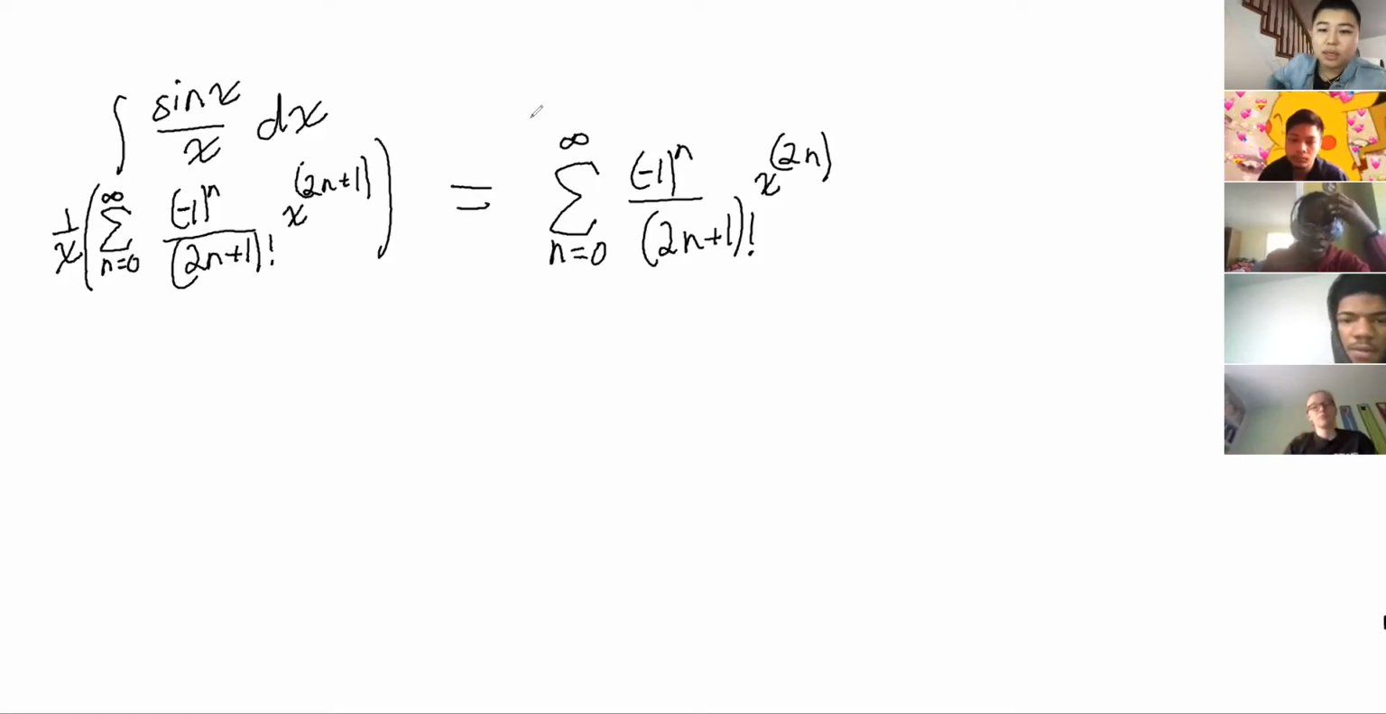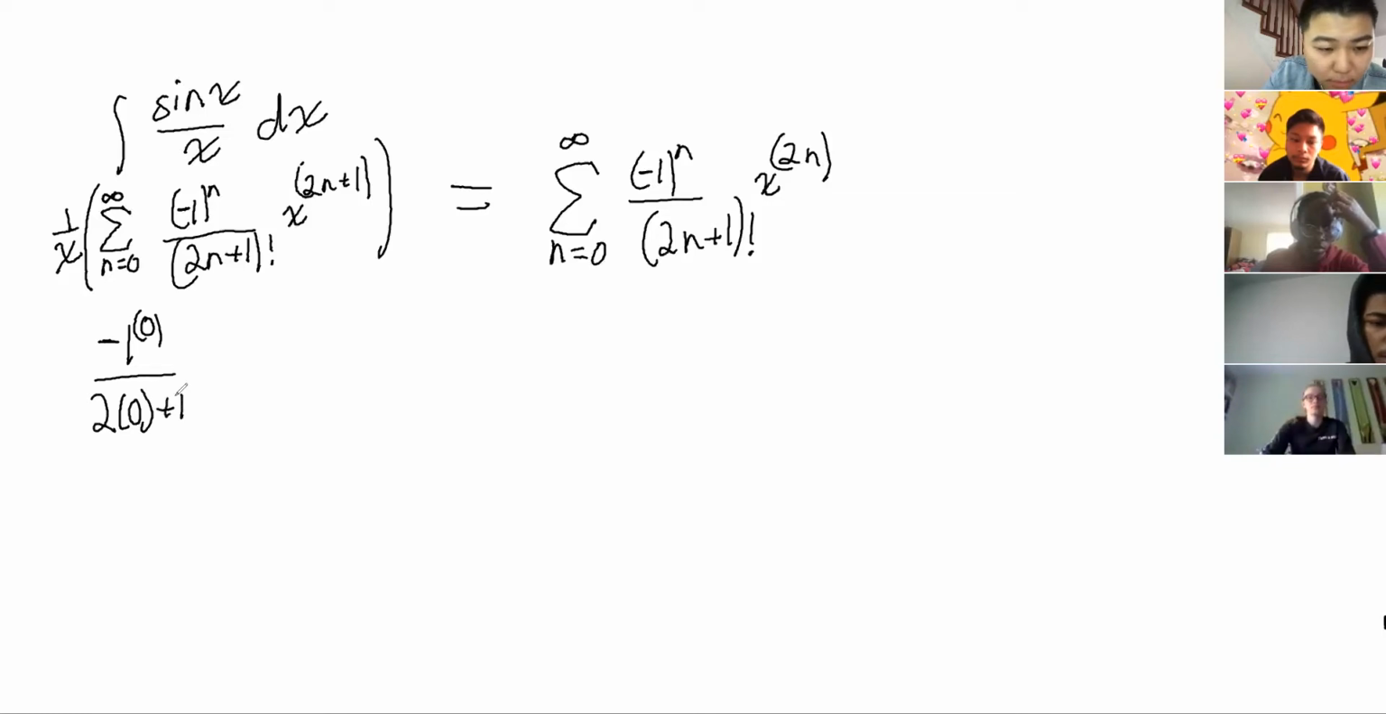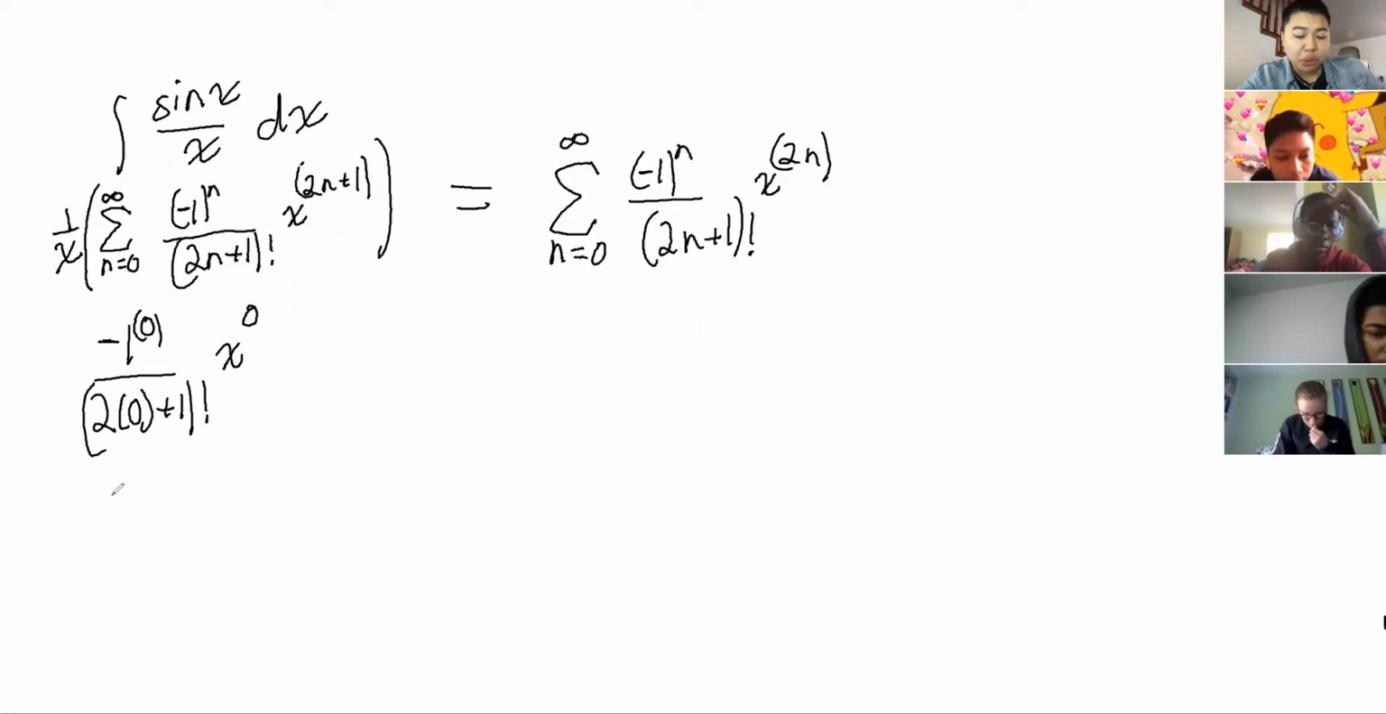So let's see. If it were 0, negative 1 to the 0 is 1, over 2 times 0 plus 1 factorial, times x to the 0, which is 1. So it's just 1. Negative 1 over negative 1, right? No, negative 1 to the 0th power is 1. You're right. So the first one is just 1 over 1 times 1.